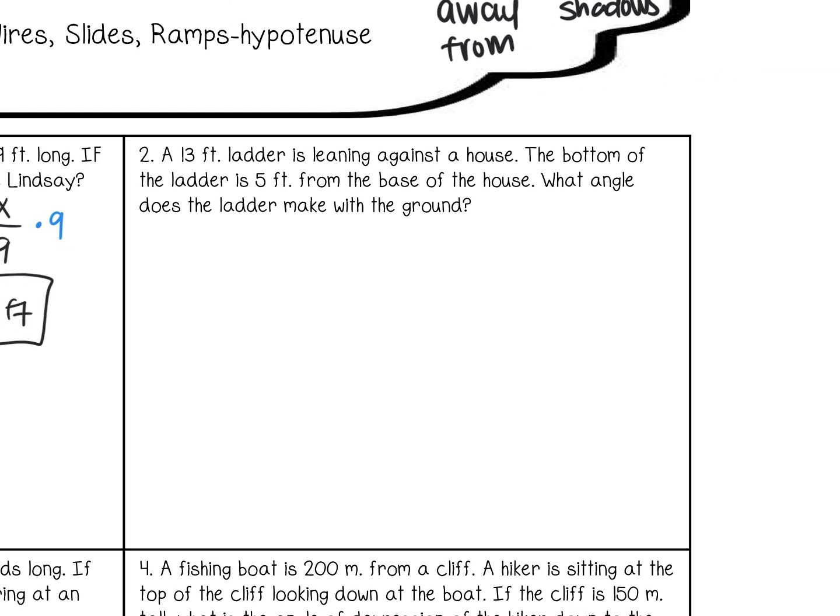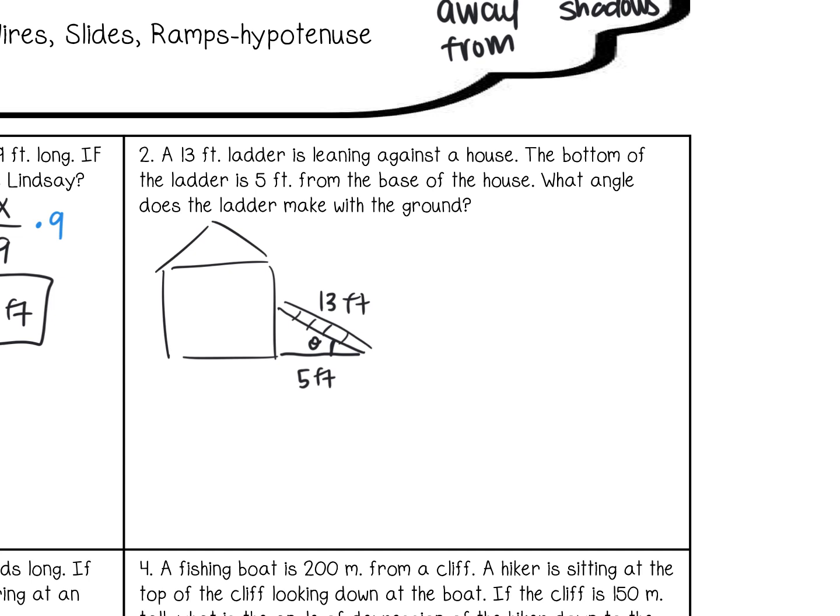In our second problem, we have that a 13-foot ladder is leaning against a house. The bottom of the ladder is 5 feet from the base. What angle does the ladder make with the ground? So I'm going to draw a lovely house. We have a 13-foot ladder. When we talk about 13 feet, that is the length of the ladder. The bottom of the ladder is 5 feet from the base of the house. We are solving for the angle the ladder makes with the ground. So that's the angle on the bottom.